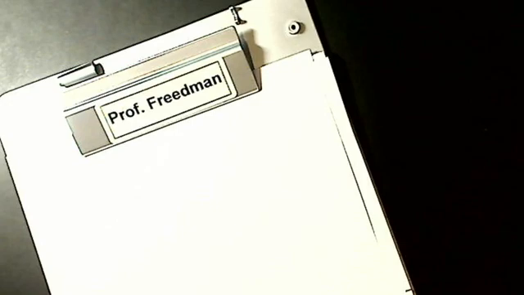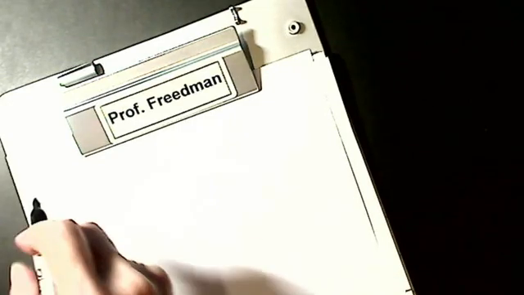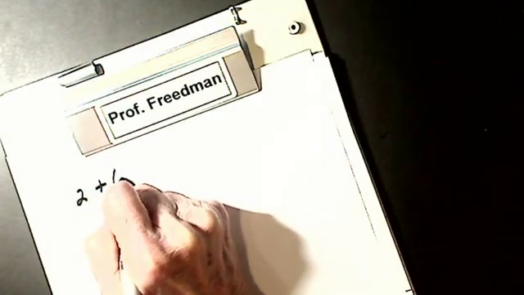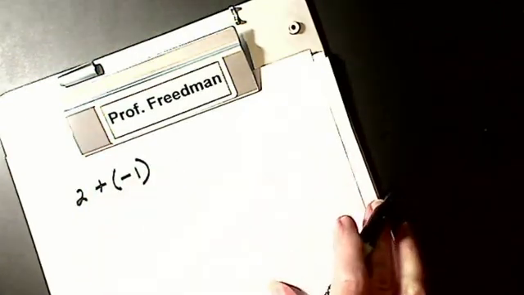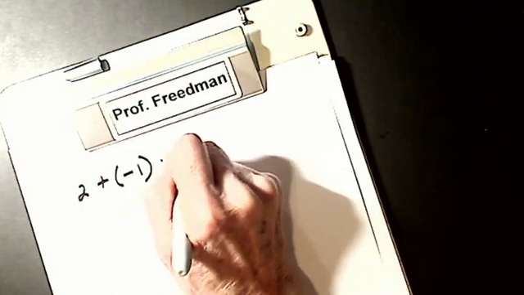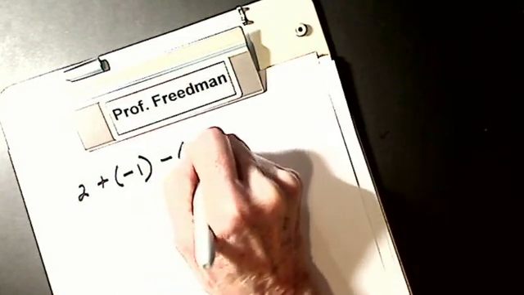Now we have to add subtraction. So if I have something like this, 2 plus -1, let's say, and -4.